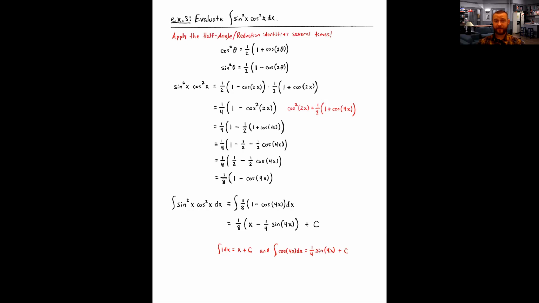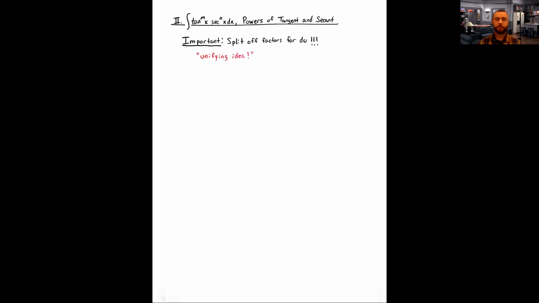All right, so that is it for example 3. That concludes everything we would cover for the first type of integral, powers of sine and cosine. With that out of the way, we're going to proceed to part 2, integrals for powers of tangent and secant. These get a little more complicated because the derivatives of tangent and secant are a little more complicated. All right, so let's get to part 2.